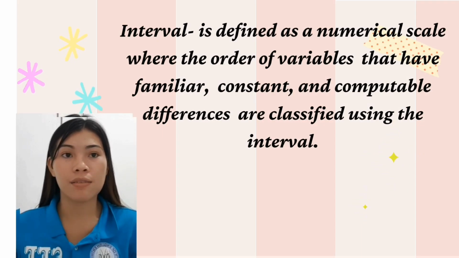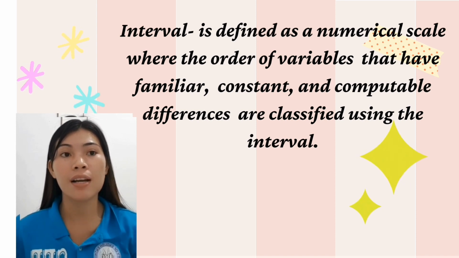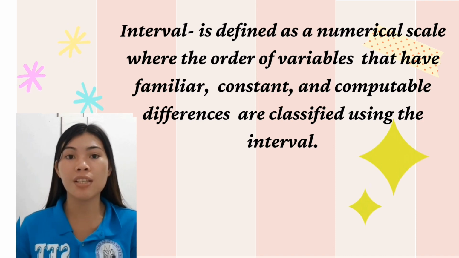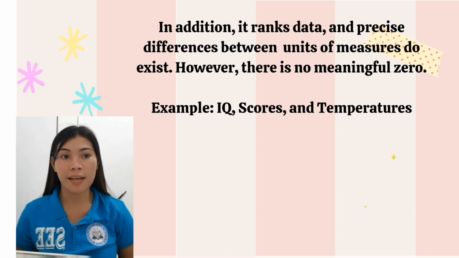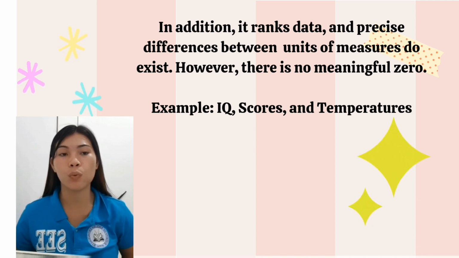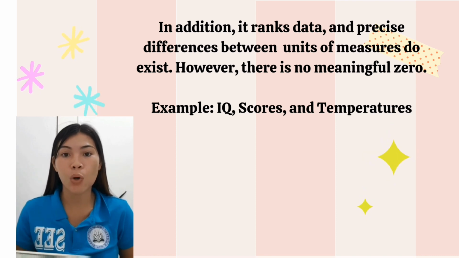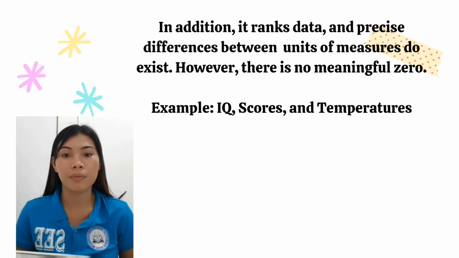Interval is defined as a numerical scale where the order of the variables that have familiar, constant, and computable differences are classified using the interval. In addition, it ranks data, and precise differences between units of measure do exist. However, there is no meaningful zero. Examples are IQ scores and temperatures.